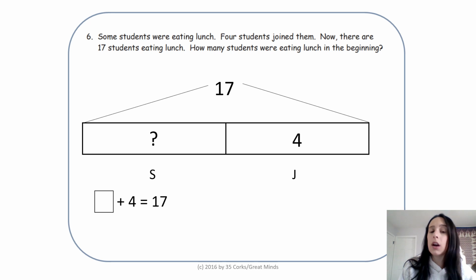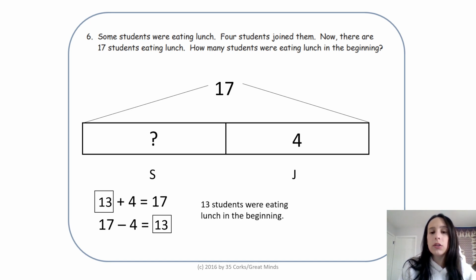Blank plus, or unknown plus 4 equals 17. Or I could do subtraction. 17 take away 4 equals unknown. I'm going to get the same answer either way. My answer is 13. But I'm not done. I need to answer my question. 13 students were eating lunch in the beginning.